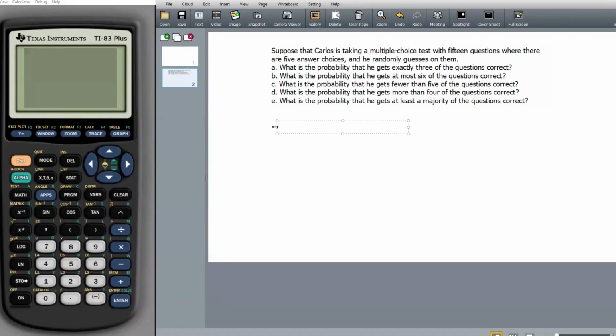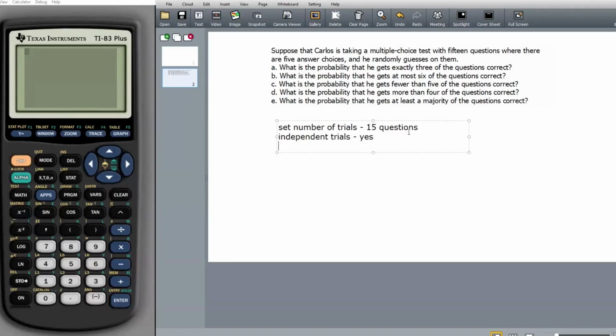So first, do I have a set number of trials? Yes, I have 15 questions in my test, which means I have 15 trials. Are my trials independent? Yes. Whether or not I get one question right on this test does not change whether or not I'm going to get another question right on this test.